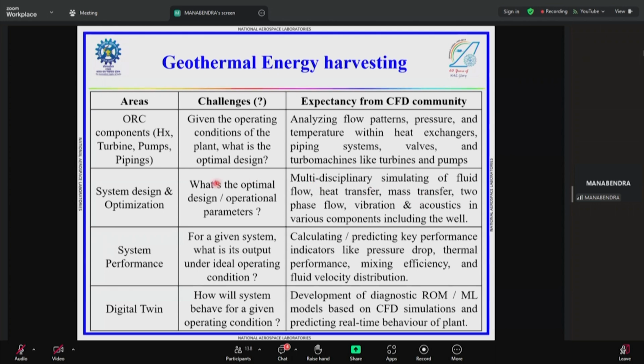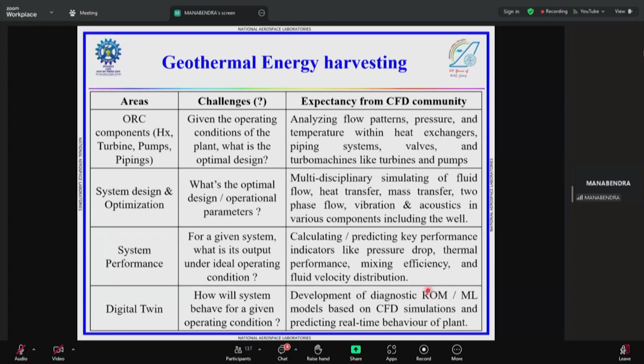Now it is the time to look at it from an application point of view. The same thing happens here when we're talking about system performance. The question is, given a system, if it is operating at an ideal condition, what is going to be the output? And the digital twin is more related to: given a system and given an operating condition, how would it behave? So there is a slight difference between these two, but again, as you would see here, there is a lot that the OpenFOAM community can really help with.